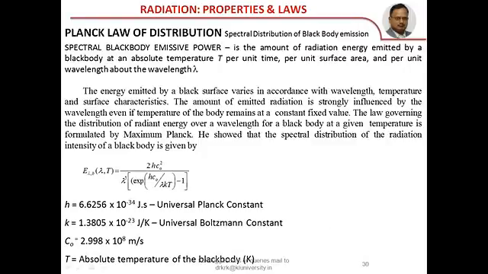Next one is Planck's law of distribution, or Planck's distributive law. This speaks about the spectral distribution of black body emission given by the formula 2 h c0 square by lambda to the power 5, exponential h c0 by lambda k T, to the power minus 1. h is the Planck's constant, k is the Boltzmann constant, c0 is the velocity of light, and T is the absolute temperature of the body. And it shows that the energy emitted by a black surface varies in accordance with the wavelength lambda, temperature, and other surface characteristics.